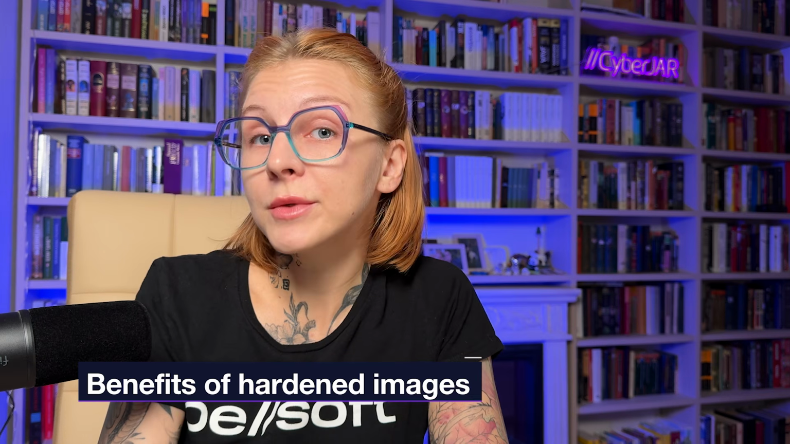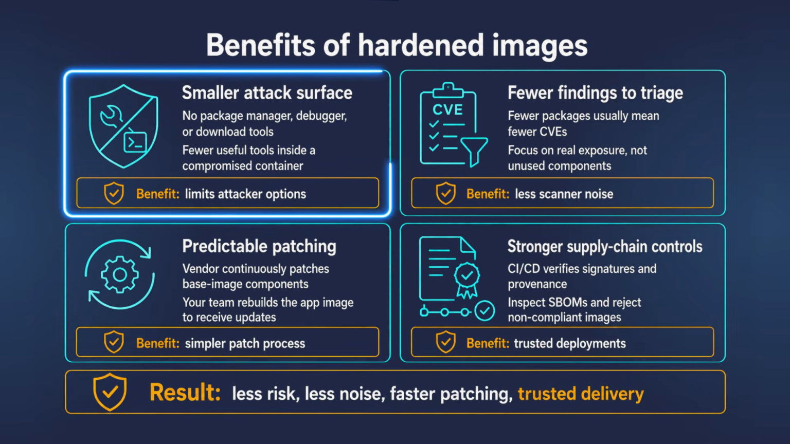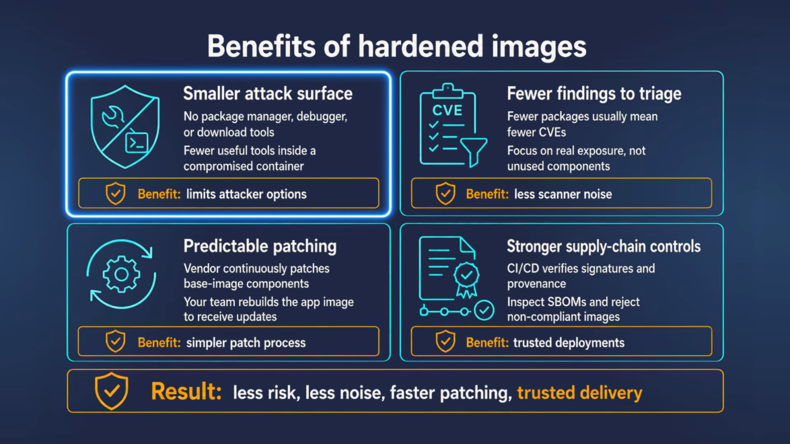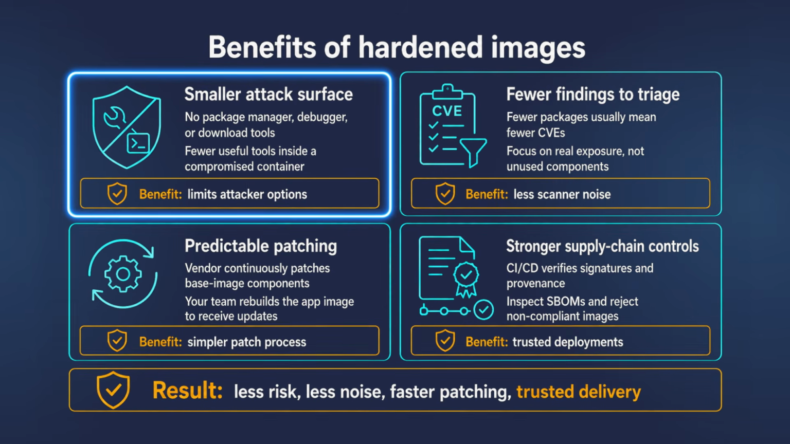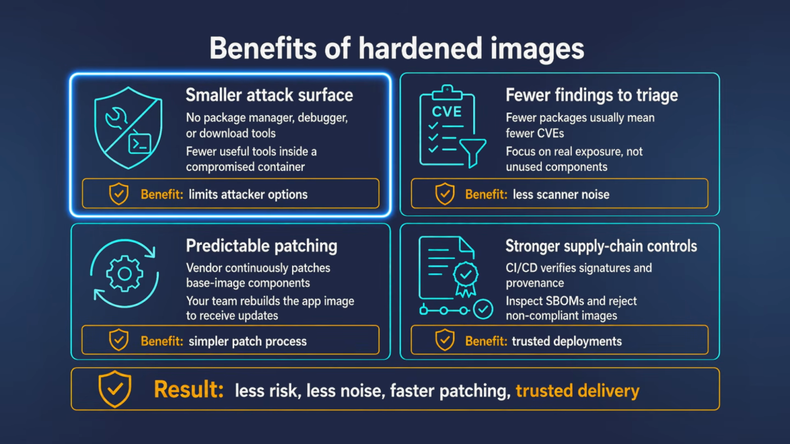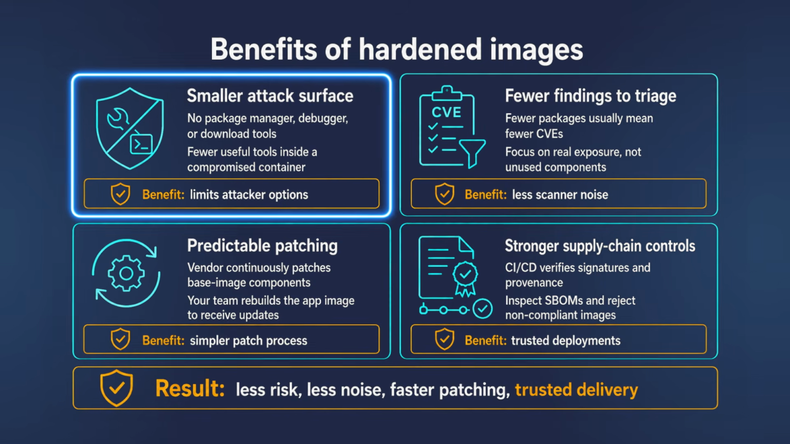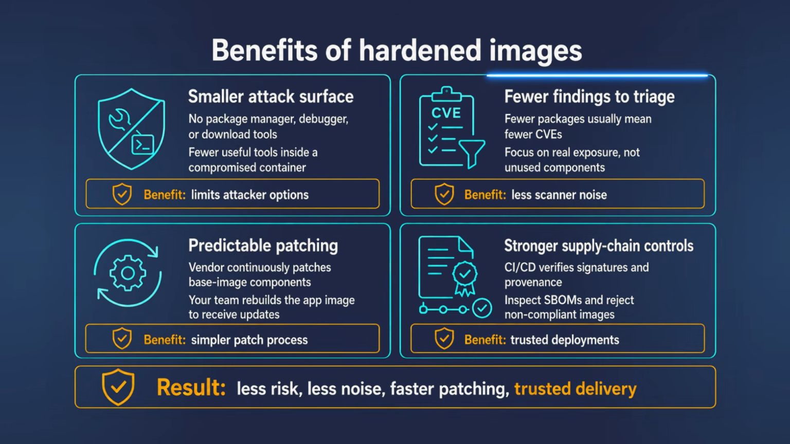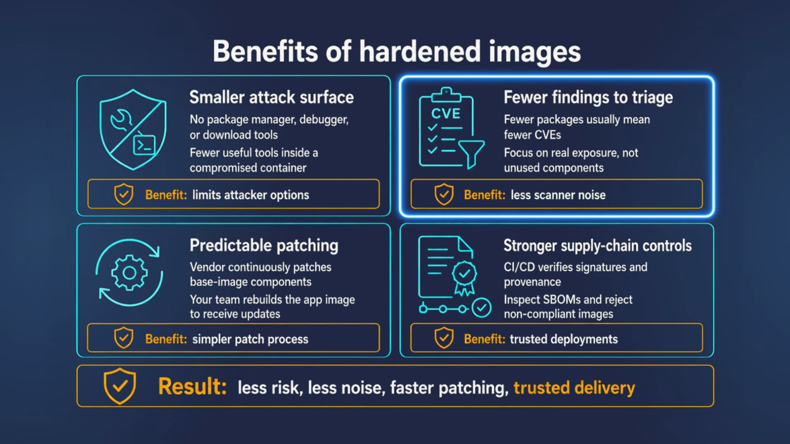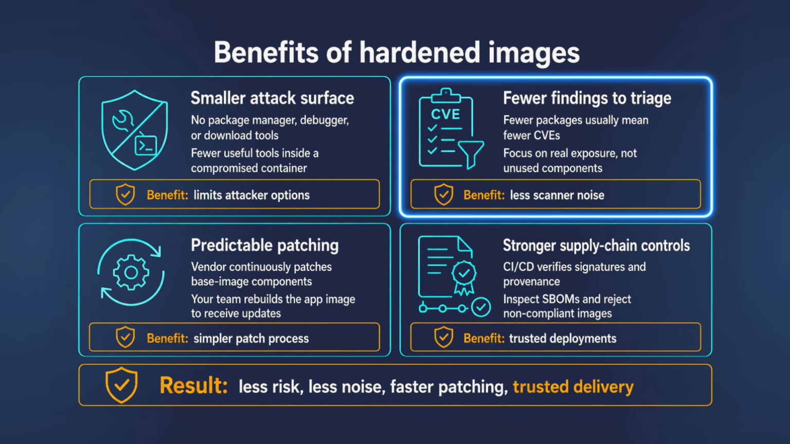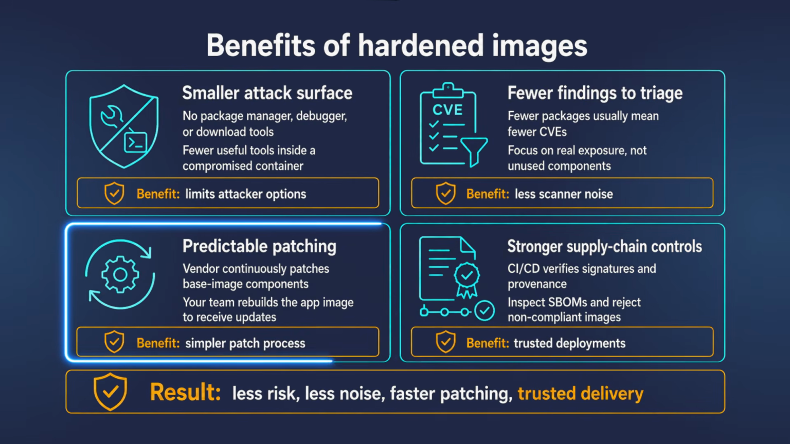So, what do hardened images give a team? First, a smaller attack surface. Without a package manager, debugger, or download utilities, an attacker has fewer tools to misuse in case the container is compromised. Second, fewer findings to triage. Fewer packages usually mean fewer CVE findings. Of course, that doesn't make every remaining finding harmless, but it lets teams focus on real exposure instead of unused components.